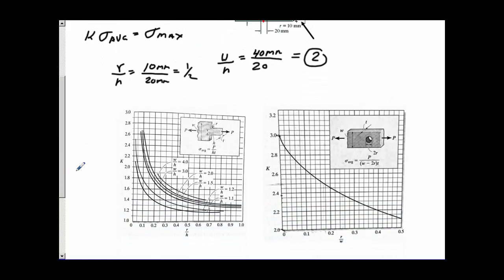Okay, you come down here, you find 1/2. We know it's going to be right there. So what we can do is basically draw a line at 0.5 up through there. And now you want to find the curve that has a W over H of 2, which is going to be this line right down here. It's kind of hard to find that curve, but right in there. So your stress concentration is going to be somewhere around 1.4, 1.41. So K is equal to 1.4 or 1.41.